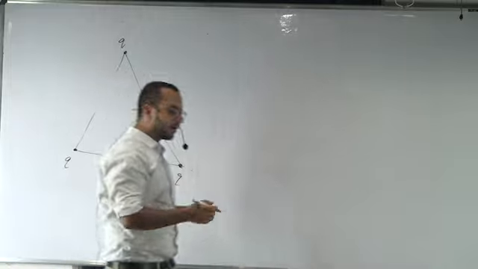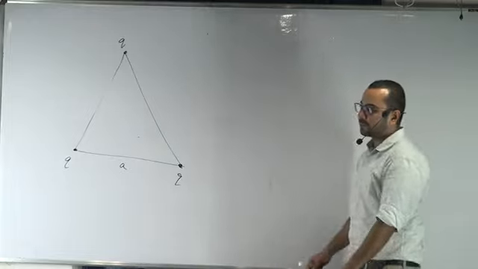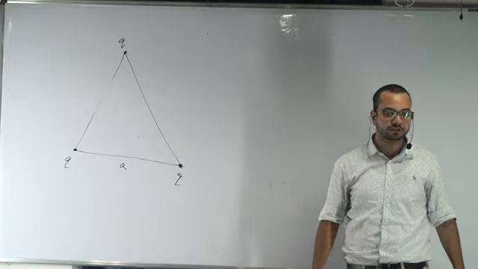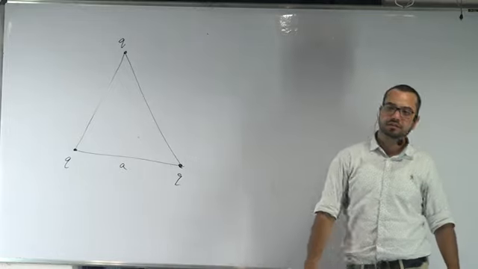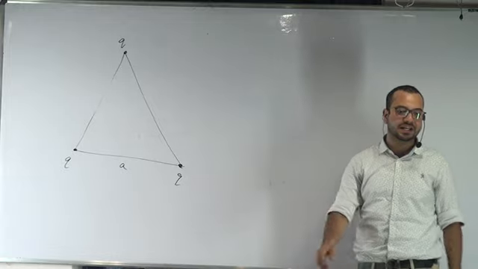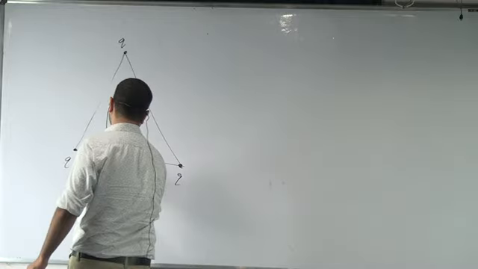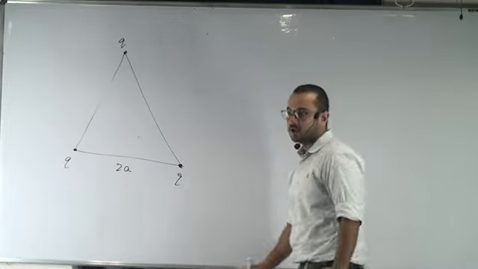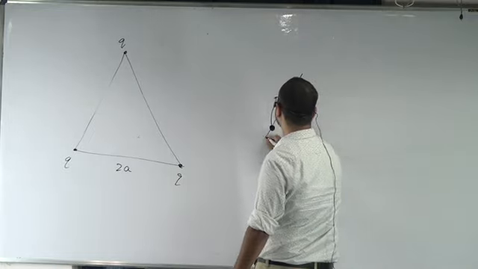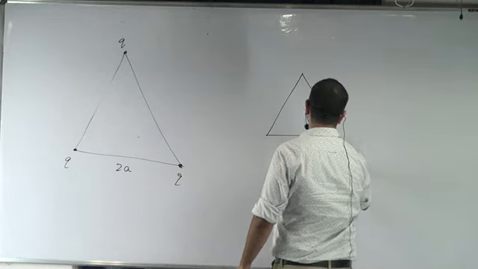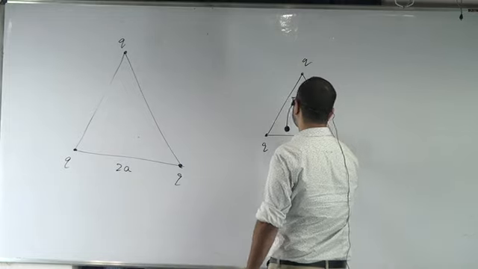So suppose you have an equilateral triangle and 3 charged particles are kept at the vertices of the equilateral triangle. Let's say the side of the triangle is 2A. Now what you do is you move these particles slowly, and now you keep them at a separation of A.